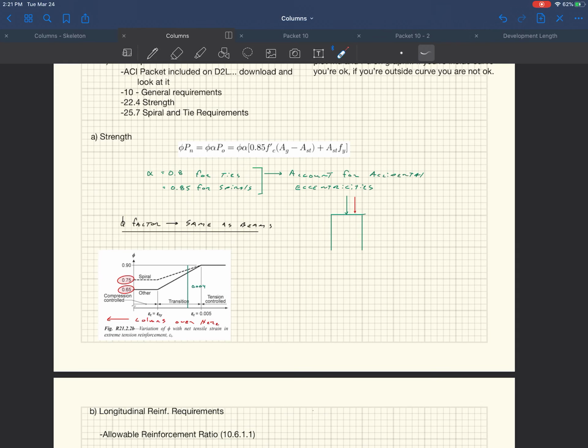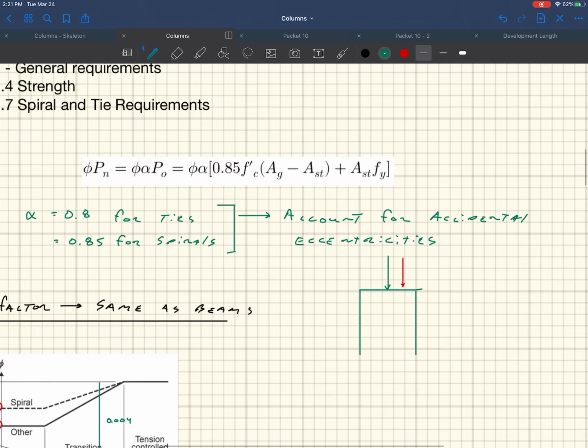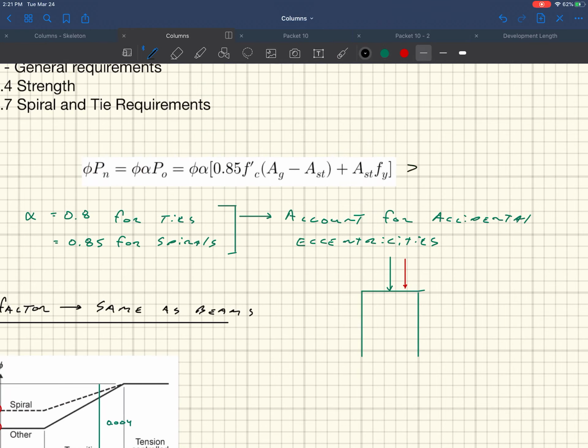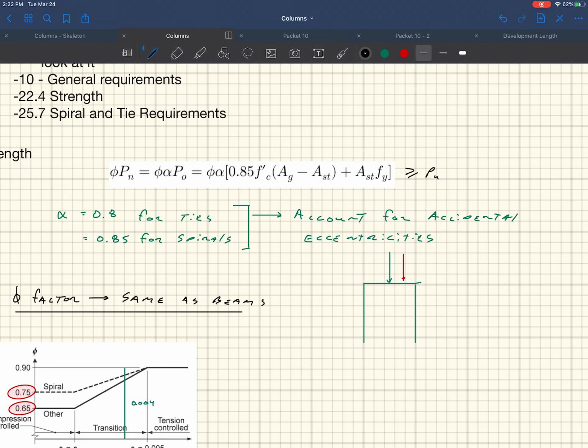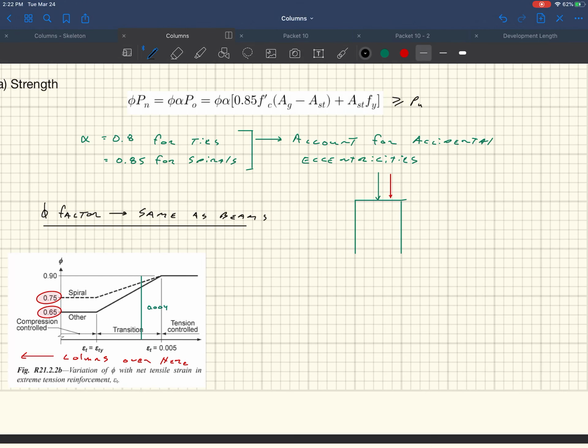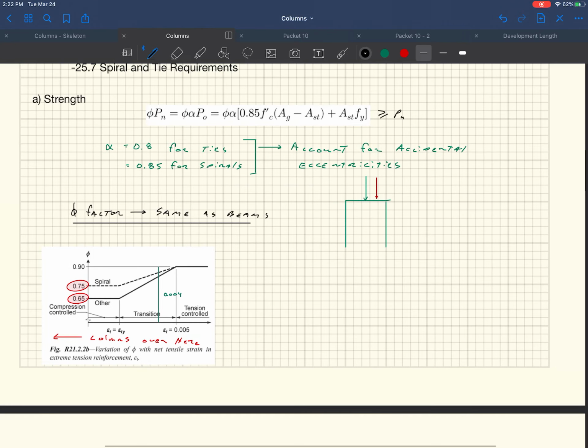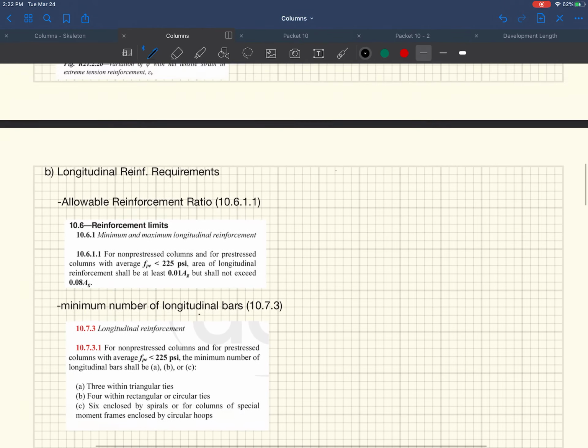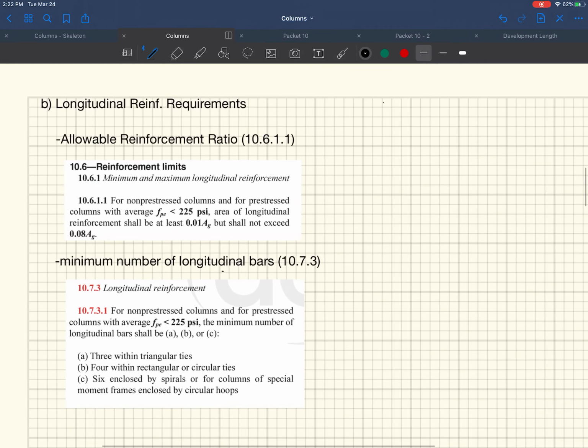So that is what ACI says about strength. You just have to make sure that your phi Pn, I guess we can write that here, has to be greater than or equal to Pu. Our factored axial load demand has to be less than the capacity. And then there's the capacity equation. We'll talk about a design procedure in a little bit. This is really easy to do just for calculating the capacity. Super easy, and you can just do a quick check on it. But how do you do design of a reinforced concrete column? That's the subject of a couple pages down.